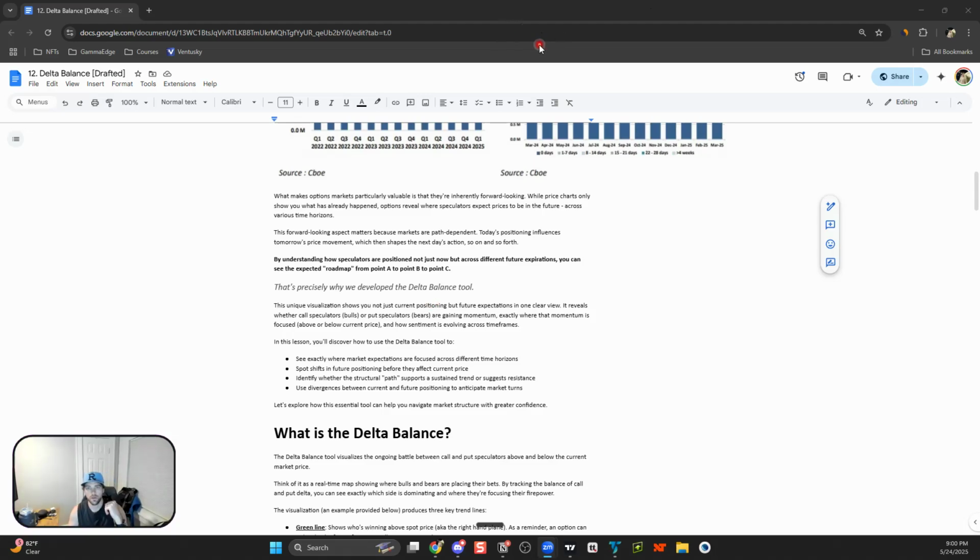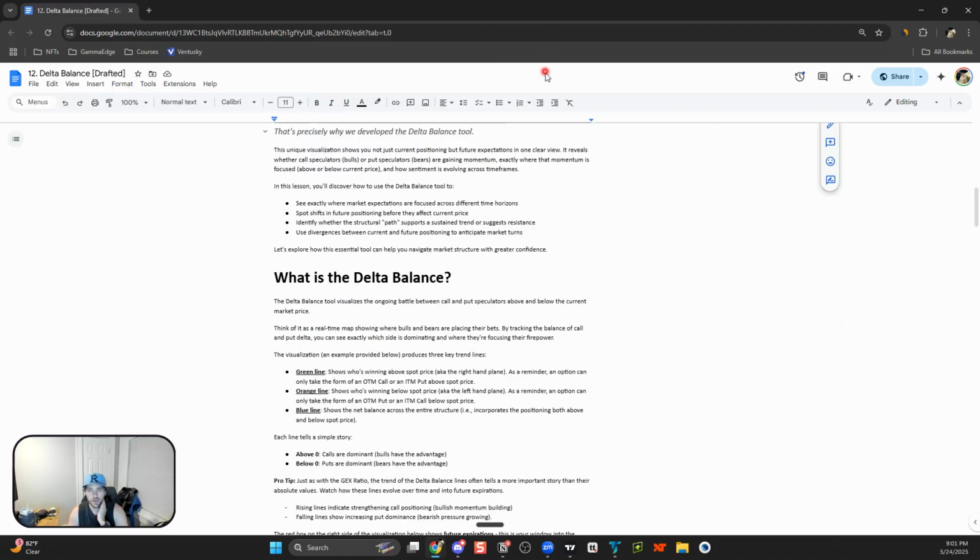So by understanding how speculators are positioned not just now, but across different future expirations, you can see the expected roadmap from point A to point B to point C. This is precisely why we developed the delta balance tool. This unique visualization doesn't just show us current positioning, but future expectations in one clear view.